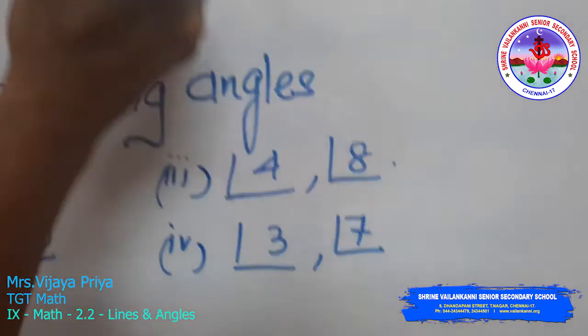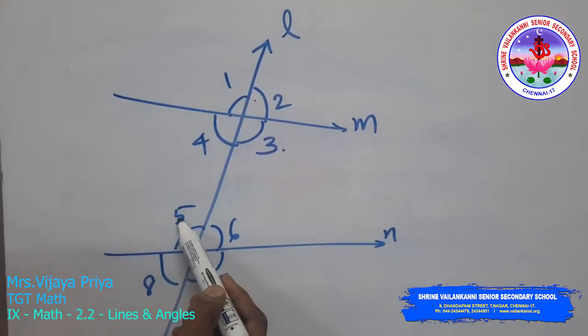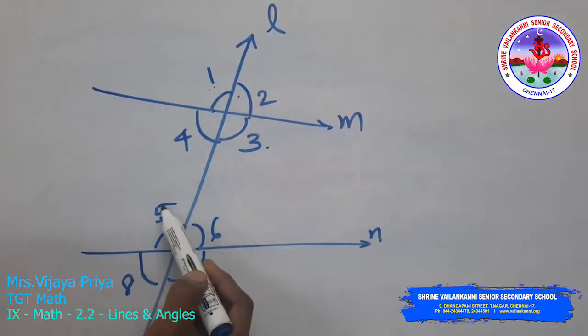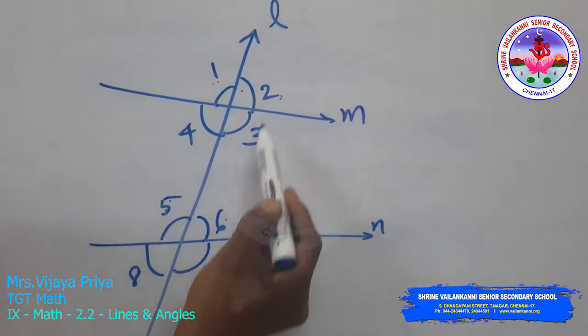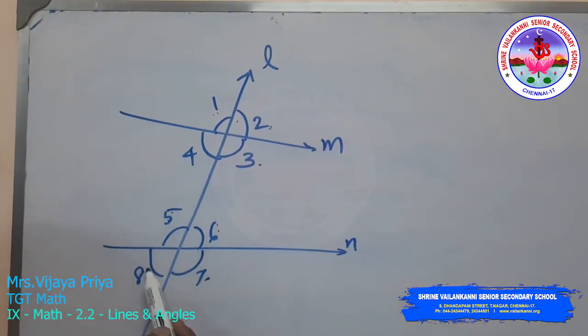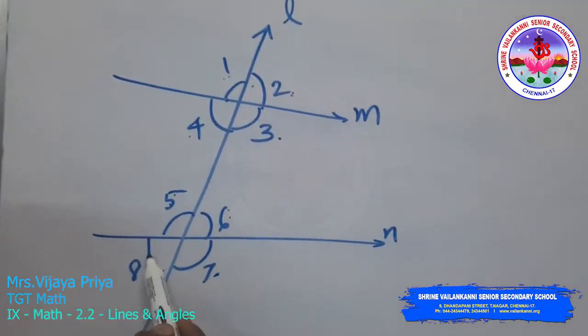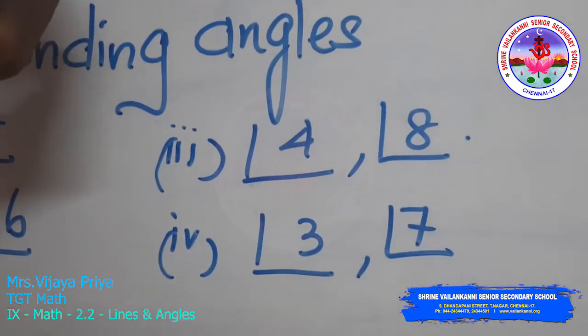Once again I will repeat it. Angle 1, angle 5 is one pair of corresponding angles. Angle 2, angle 6 is another pair of corresponding angles. Angle 4, angle 8 is the third pair of corresponding angles. Now the fourth pair is angle 3 and angle 7.